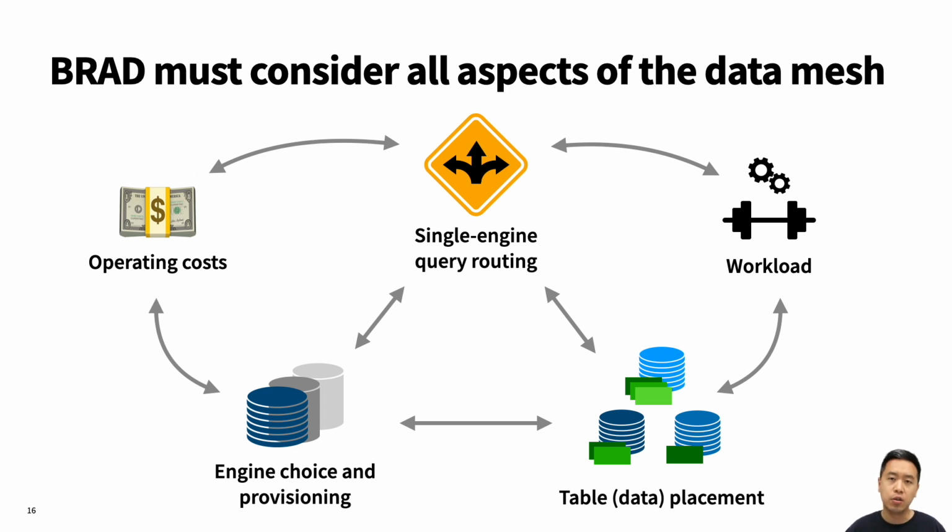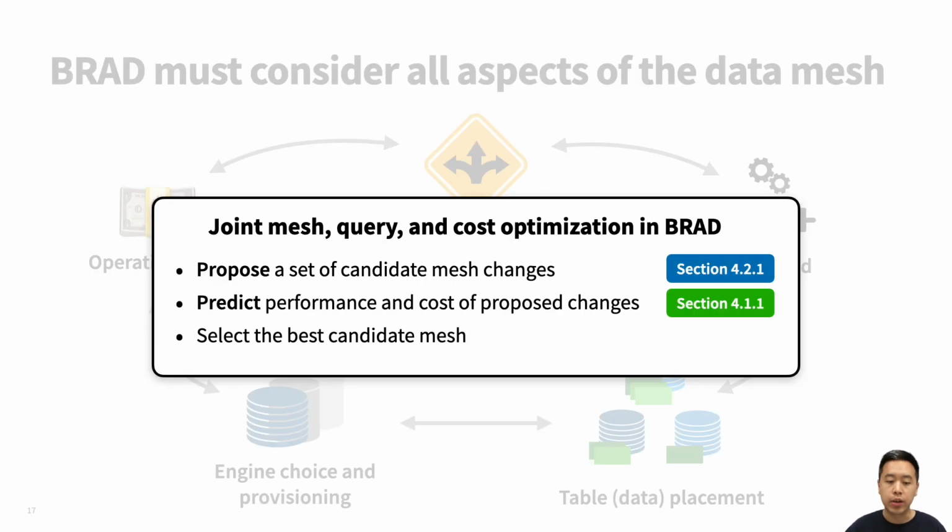These aspects include which engines you put into the mesh and how you provision them. This also influences where you place the data. And of course, all of these factors depend on the workload and also influence the operating cost of the entire mesh. So we call this problem the joint mesh query and cost optimization problem in Brad. We discussed this in more detail in our vision paper, so I'd encourage you to check that out if you're interested. But at a high level, we approach this with 3 steps: proposing a set of candidate mesh changes, predicting how each of these changed meshes might perform on the workload and their cost, and then selecting the best candidate mesh.